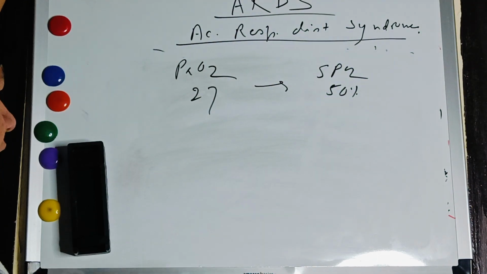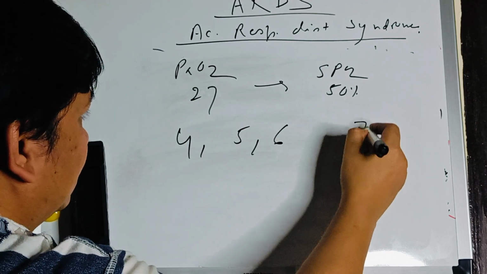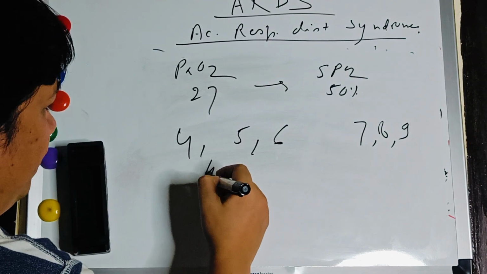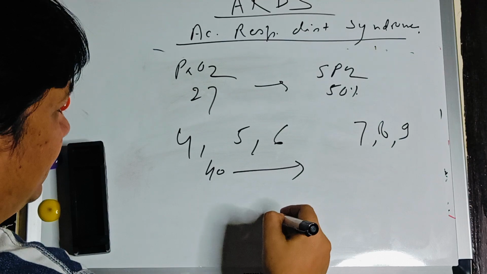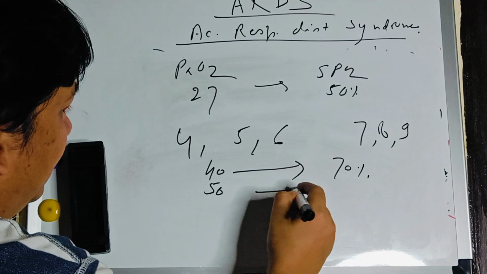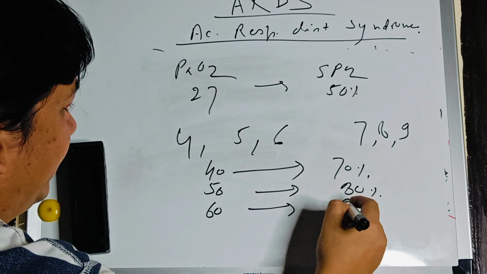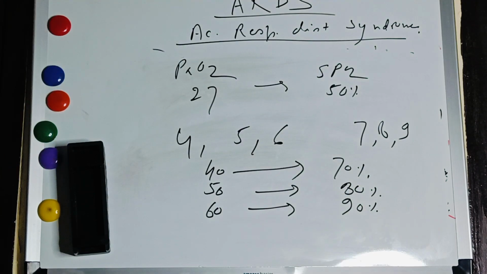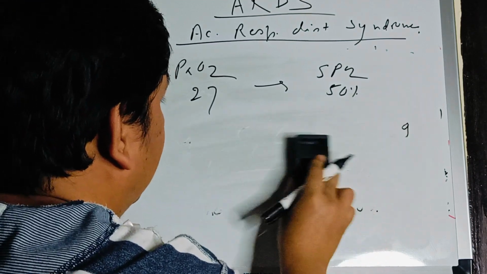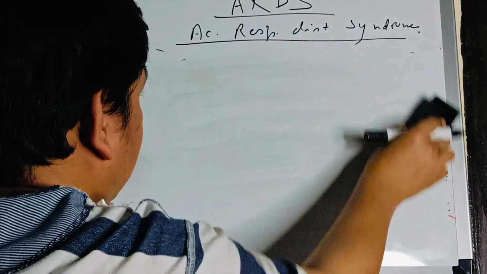But later on, we have to remember a formula 4, 5, 6, 7, 8, 9. So if PaO2 is 40 mmHg, then SpO2 will be 70%. If the PaO2 is 50, the SpO2 will be 80%. If the PaO2 is 60, SpO2 will be 90%. So accordingly, we can calculate the SpO2 and PaO2, and we can conceptualize the level of distress of the patient.